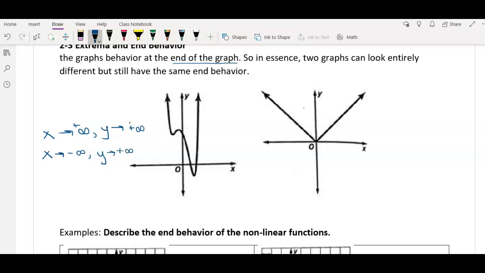And so when we look at this absolute value function right here, the same thing happens. As x is increasing, y is also increasing. So as x approaches positive infinity, y approaches positive infinity. And as x approaches negative infinity, on this side, the left-hand side, y is still increasing. So we still put y approaches positive infinity. These graphs look entirely different, yet their end behaviors are still the same, and that's all right.